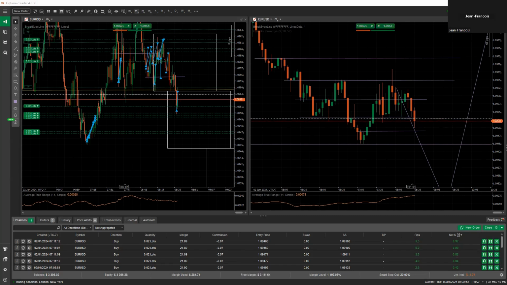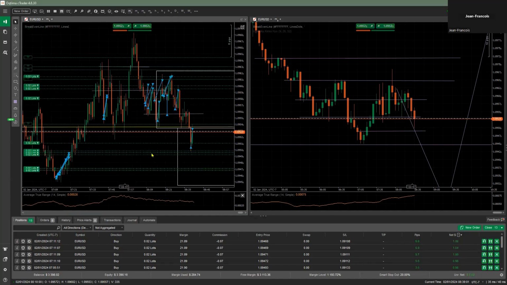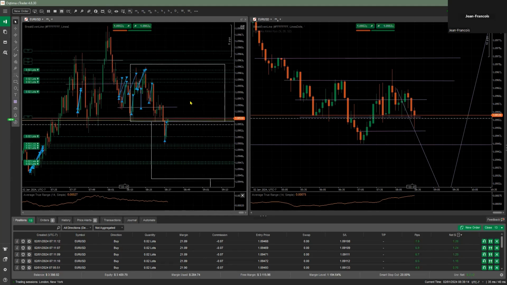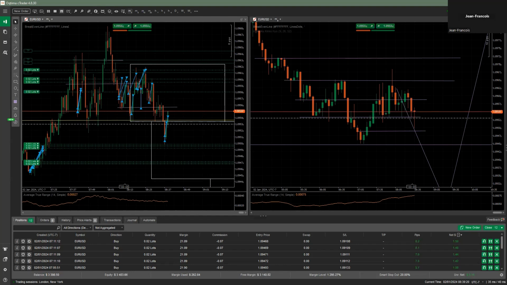All right, so we're just recycling our money. We've built a long position. You can see it. Go, closing some more profitable trades.